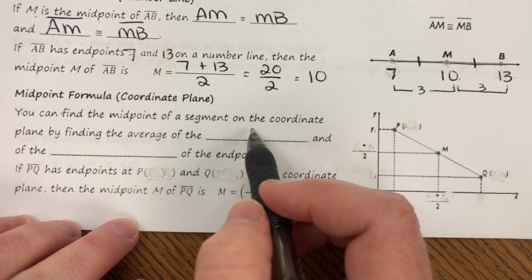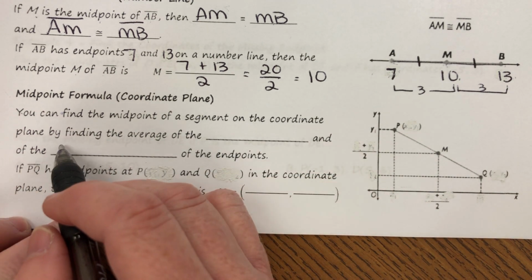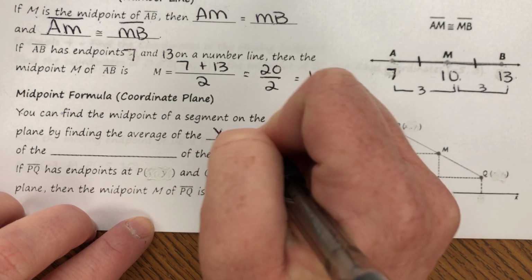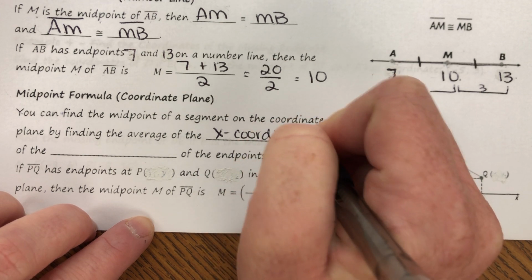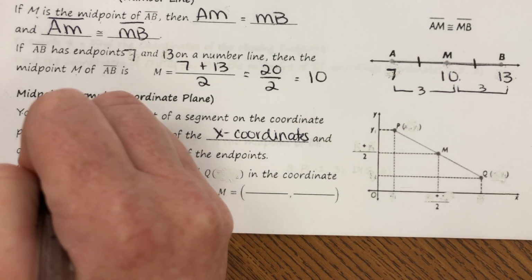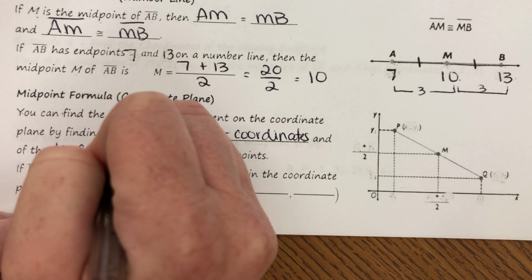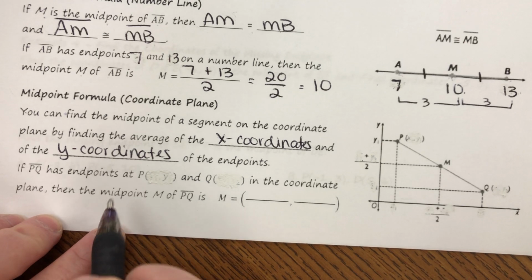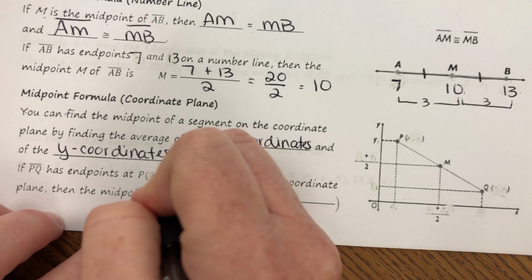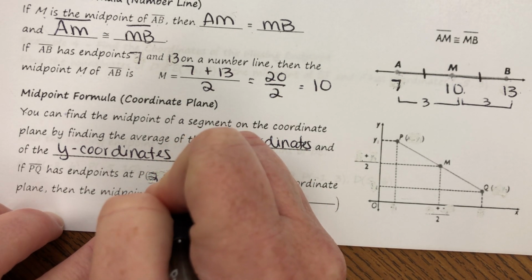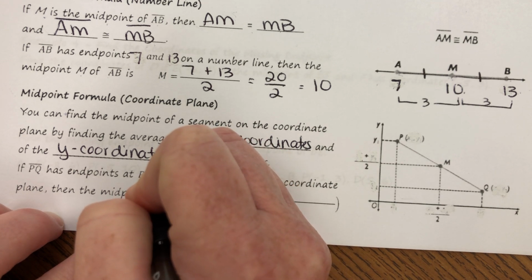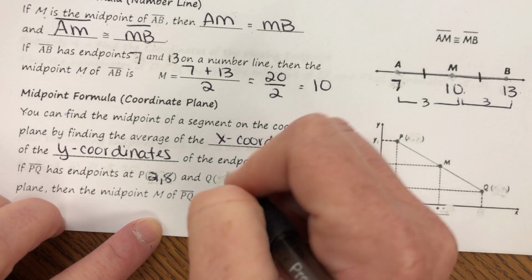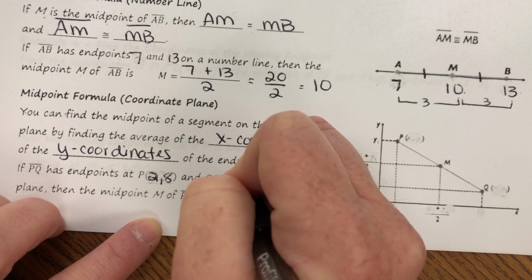So you can find the midpoint of a segment on the coordinate plane by finding the average of the x coordinate and of the y coordinates of the endpoints. If PQ has endpoints at, we're going to give this 2, 8. I whited out here, and my whiteout stinks. 2, 8. And Q, we're going to say that it's at 10, 2.